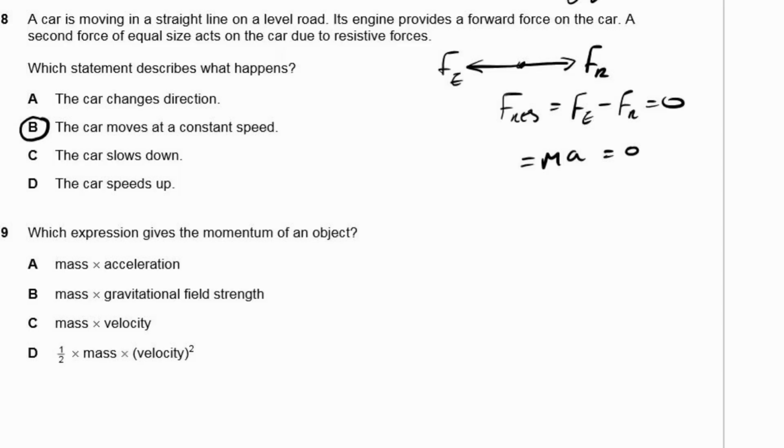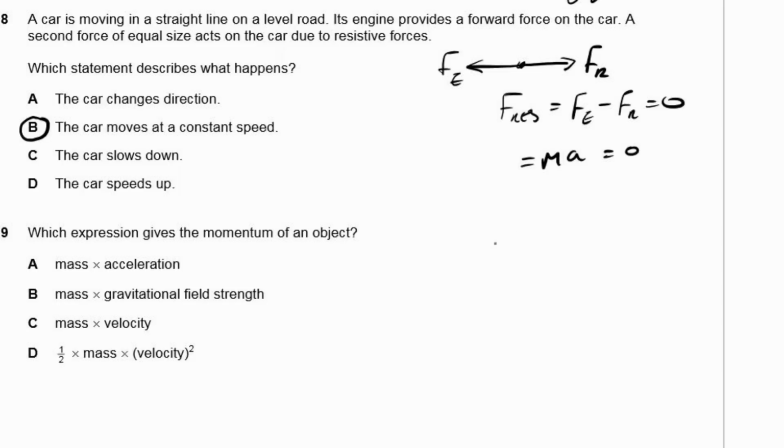Technically a constant velocity, but you find a lot of times these multiple choice papers play a little bit fast and loose with the variation between velocity and speed. Alright, so it's not A, the car doesn't change direction, you'd need a resultant force for that. It's not C, the car slows down, because you need a resultant force for that. And it's not D, the car speeds up, because you'd need a resultant force for that. It's part B, the car moves at a constant speed.